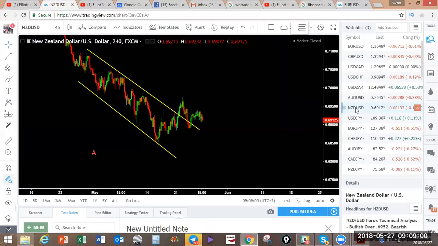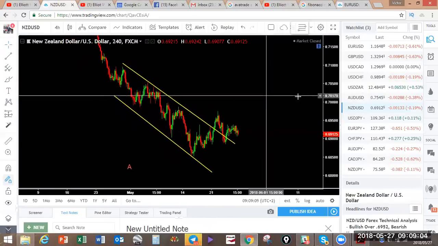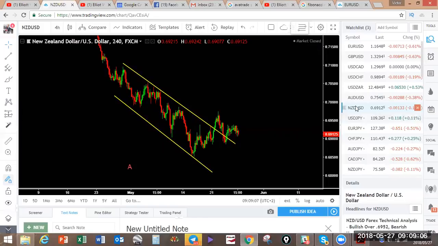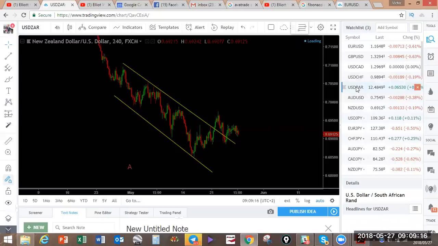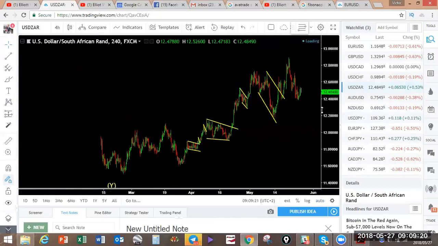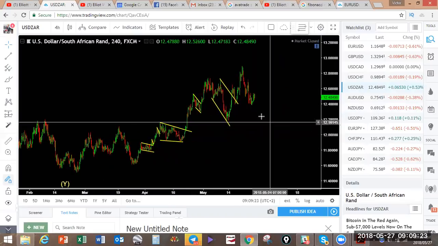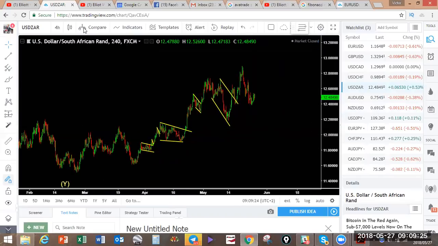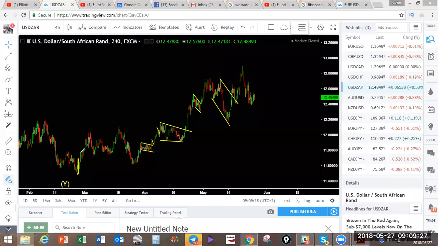Okay, New Zealand US dollar. So let's load New Zealand US dollar. That's New Zealand US dollar actually. Exactly the same. And then the US dollar ZAR. So US dollar ZAR, very interesting. Textbook 1, 2, 3, 4, 5. We looked at this impulse, looked at this as an expanding flat, switch this off.